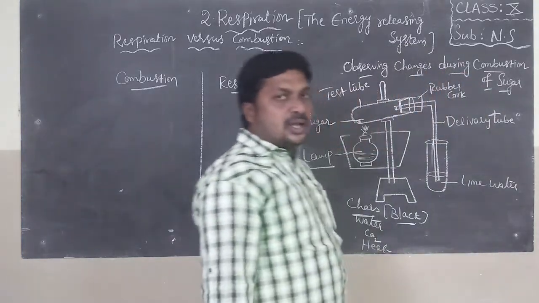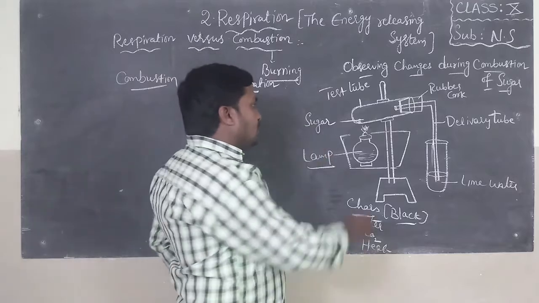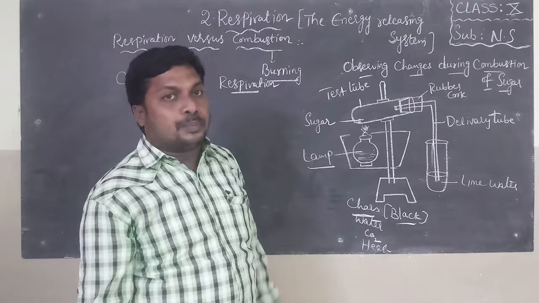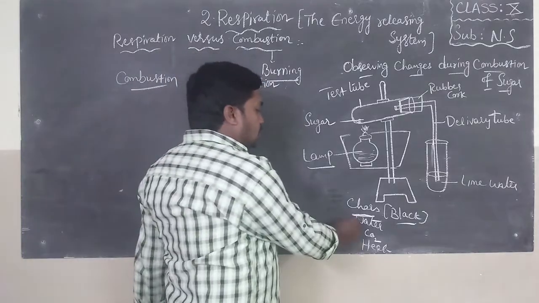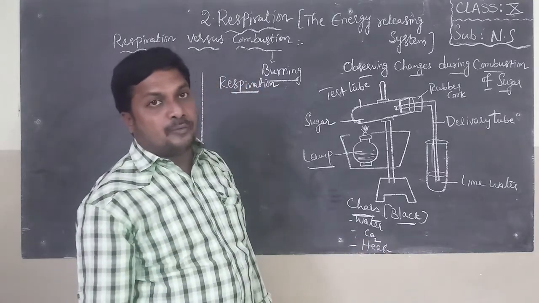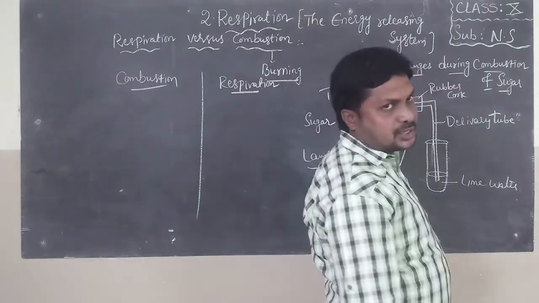At the time of combustion, the sugar first chars, that is, it turns black in color. Later it catches fire, produces water and CO2, and some amount of heat is released, which is a form of energy. So these are the changes you can find during combustion of sugar.